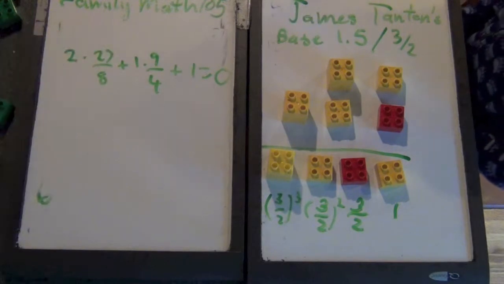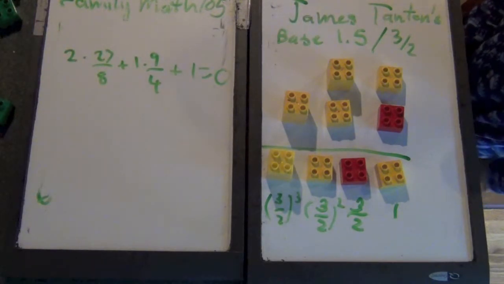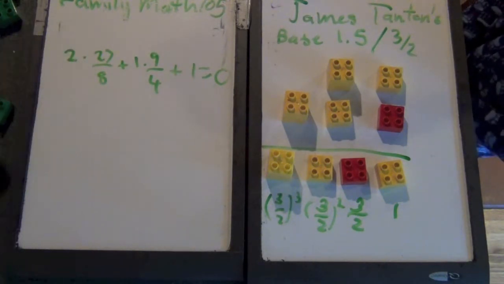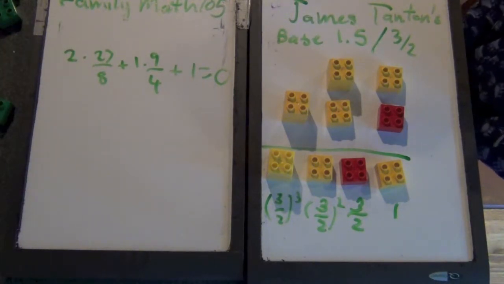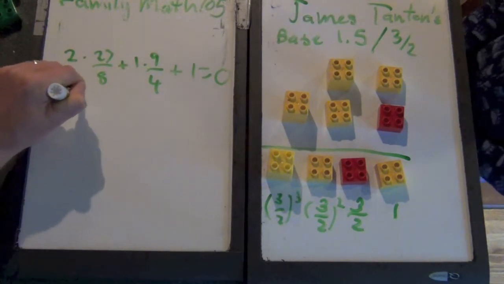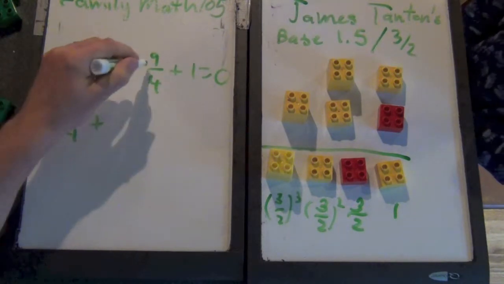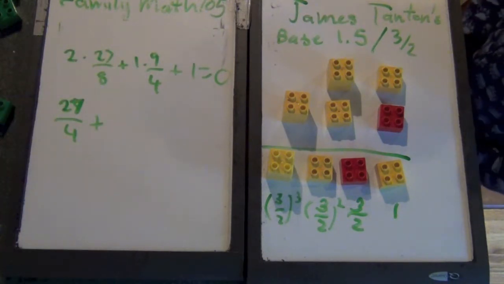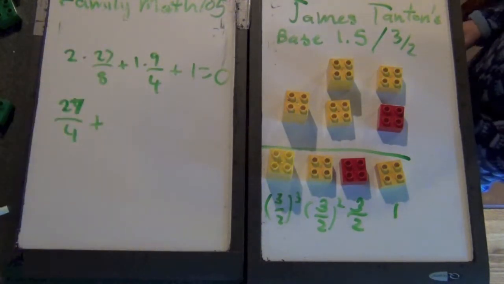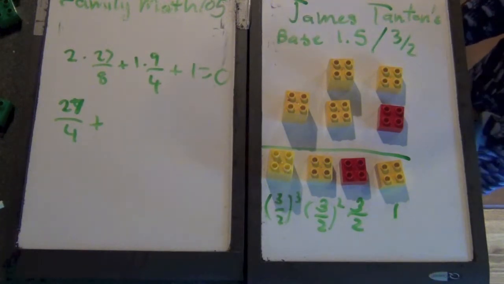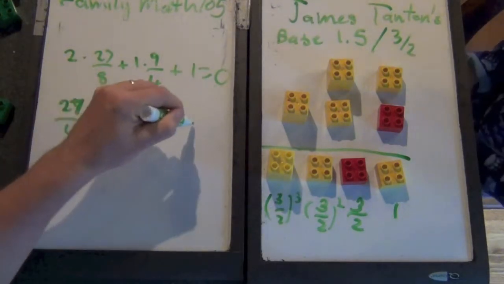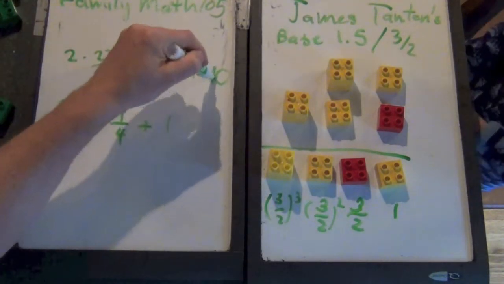Okay, what's 27 eighths times 2? Well, you can simplify 27 eighths times 2. It's 27 fourths. Can 9 fourths be simplified? It's just 1 times 9 fourths. So 9 fourths. And then plus 1, which is 4 fourths. I wrote 0. I meant 10 there.